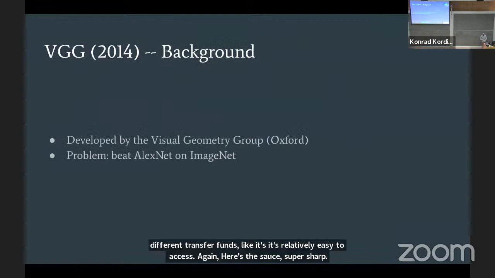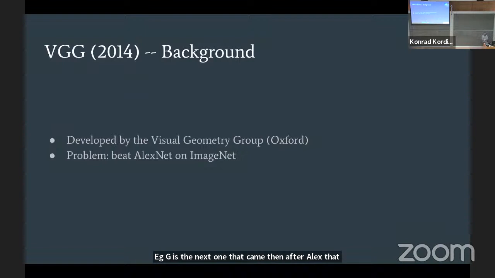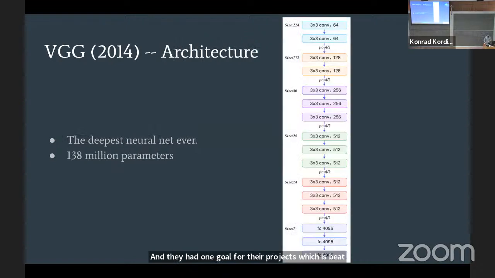VGG is the next one that came after AlexNet, developed by the Visual Geometry Group. And they had one goal for their project, which is to beat AlexNet. And they did. They went from these big convolutions. Now, AlexNet had 11 by 11 convolutions in the beginning, so they were looking at really big things. Whereas later they used smaller ones: 3 by 3, and another 3 by 3.